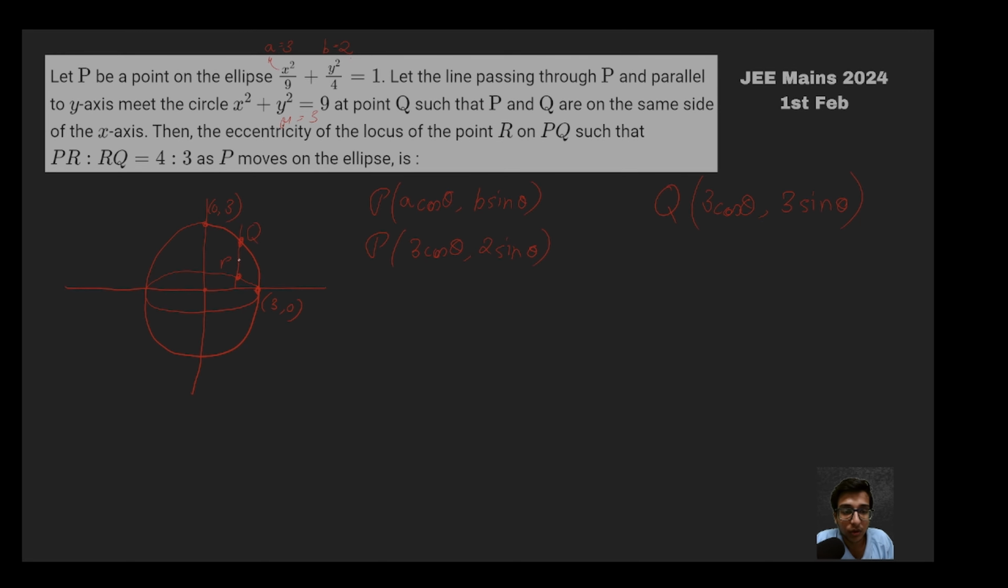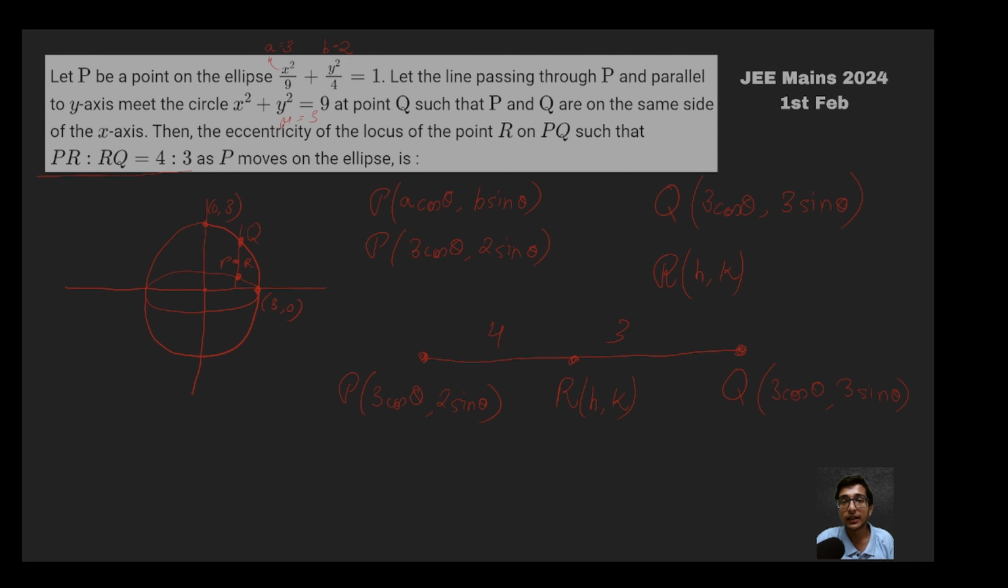Now what has been told to us is that there is a point R which divides P and Q in the ratio 4:3. Then we need to find out the locus of R. Let us say that R is the point (h, k). So if I was to use this diagram to understand, this is R (h, k). Q becomes (3 cos theta, 3 sin theta). P is (3 cos theta, 2 sin theta). And this divides this entire line in the ratio 4:3.